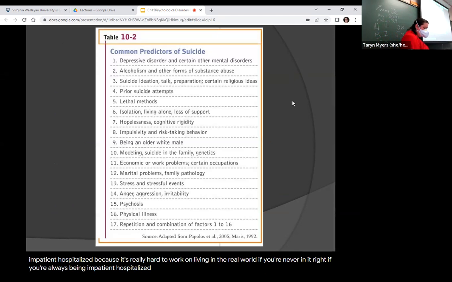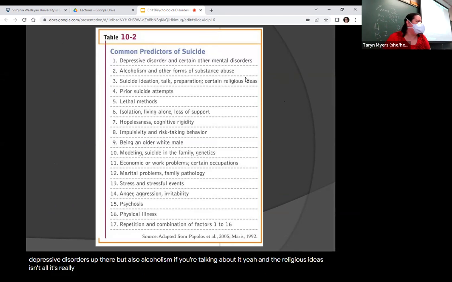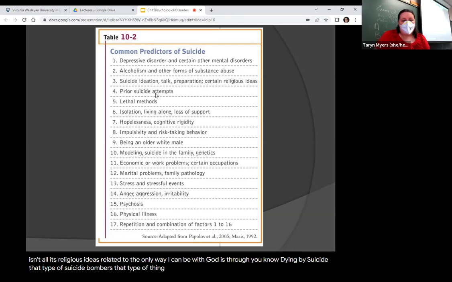These are some of the predictors of suicide, particularly among adolescents. So yeah, depressive disorders up there, but also alcoholism. If you're talking about it, yeah. And religious ideas, related to the only way I can be with God is through dying by suicide, suicide bombers, that type of thing.